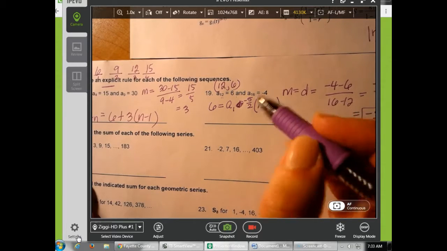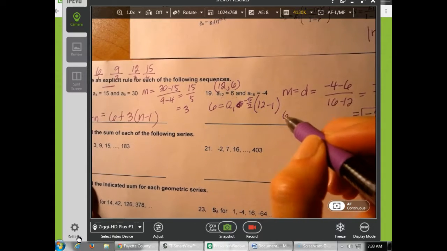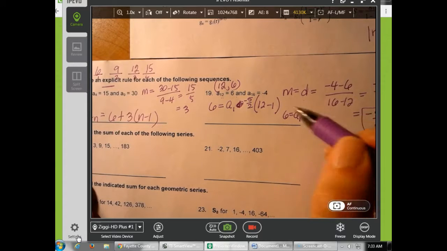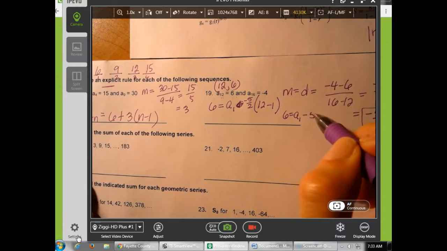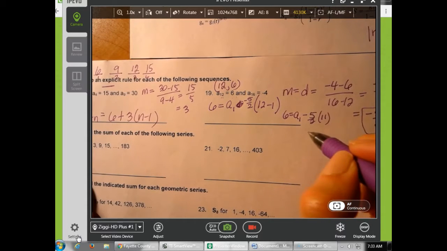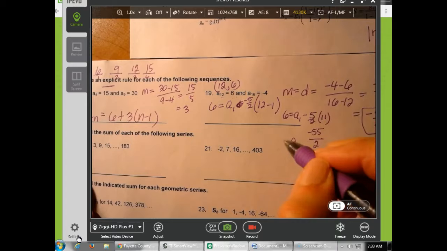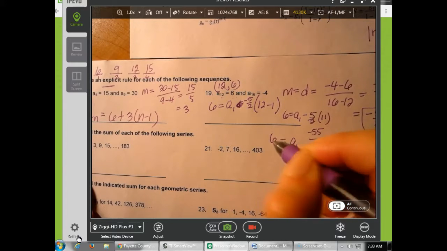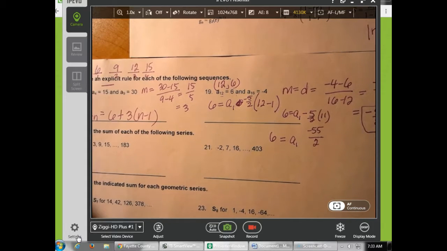Okay, so what I'm going to do is simplify this a little bit, and I get 6 is equal to a sub 1, and then 12 minus 1 is 11, so it's going to be 5/2 times 11, and that's just going to be negative 55/2 when I multiply this out. So a sub 1 minus 55/2 is equal to 6. So what I'm going to do is add the 55/2 to the net value of 6.